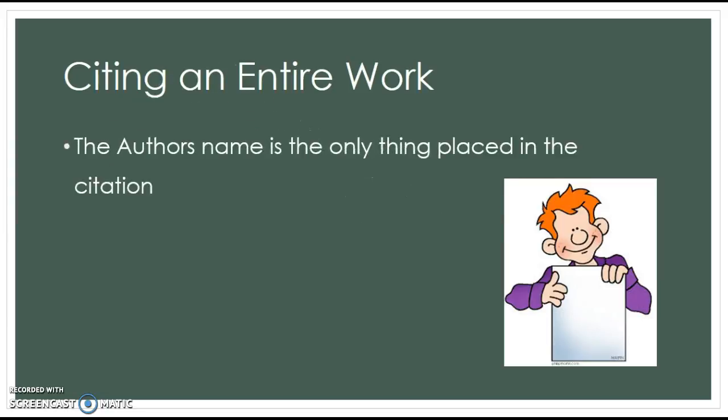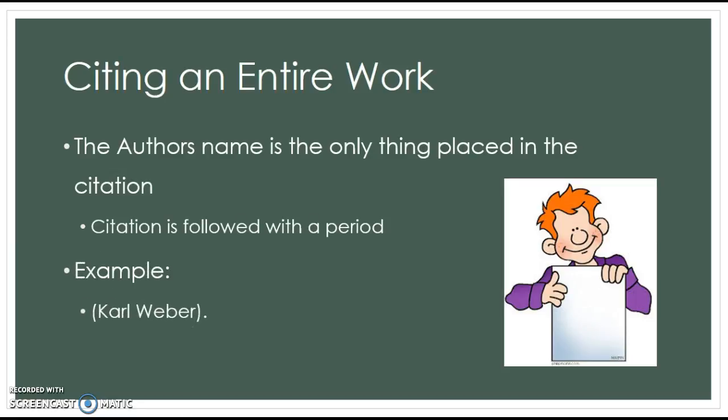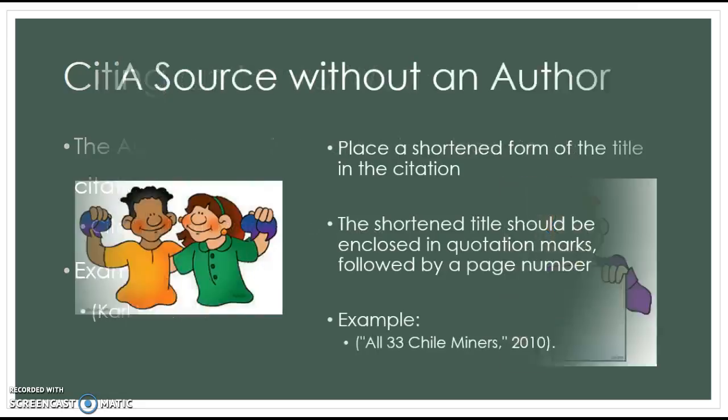The author's name is the only thing placed in the citation for an entire work because there's no specific page number to which you're referring. You're referring to the whole work. A citation is followed by a period outside of the parentheses like we saw on the last slide. Now an example of this would look like this: parentheses with the author's name inside of it and then the period to follow.